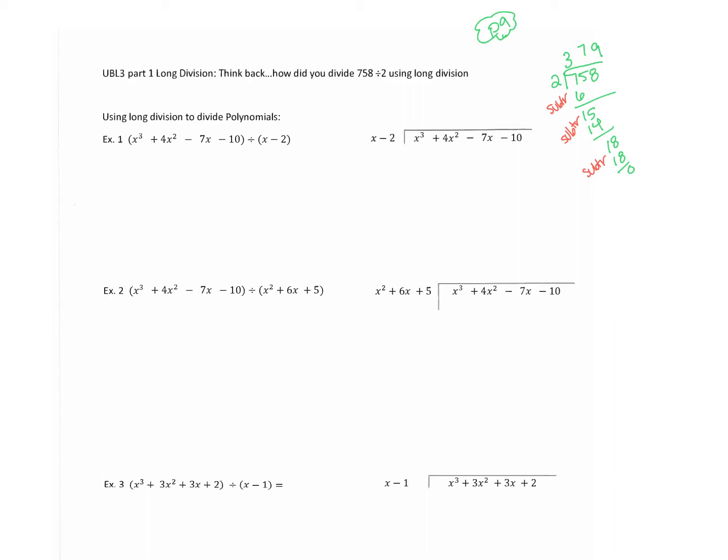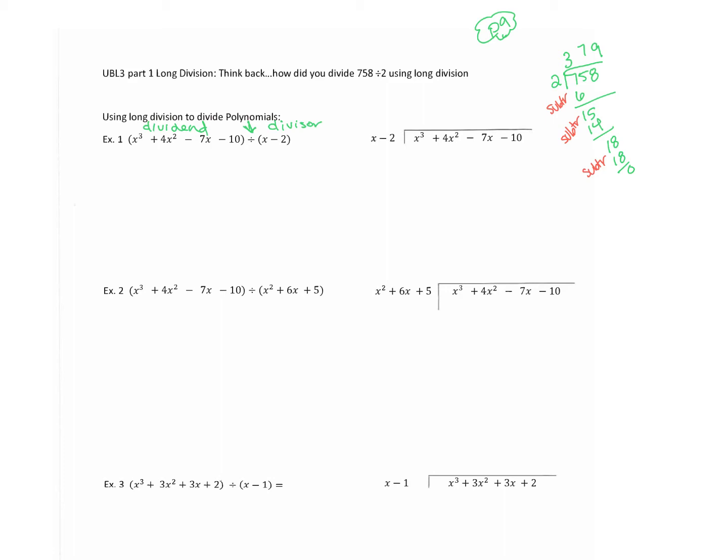So let's take a look at our first problem. First of all, it's the same problem on the left and the right. It's just on the left it's written with my division symbol. This is my dividend. It's what's going to go underneath my radical. The x minus 2 is my divisor. It's what I'm dividing by. And my answer is going to be the quotient. So we can see the setup. My dividend is underneath the division symbol. My x minus 2 is out to the side.